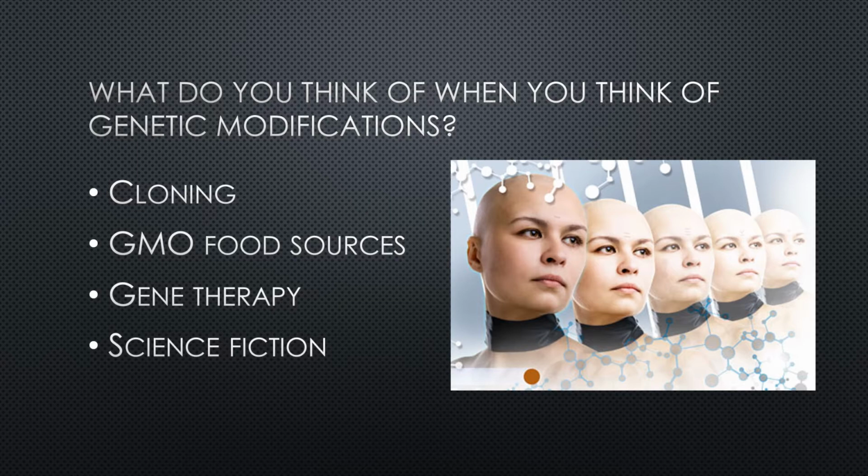So some of you might go down the science fiction route and think of movies where we have human clones all being controlled by some individual. So lots of people have different things that they come to the table with when we talk about genetic modifications. So we're going to talk about what it really means, and then you can think about the implications thereof.